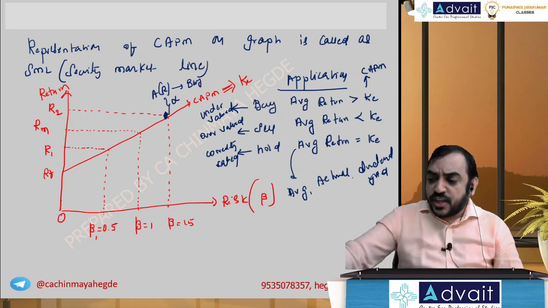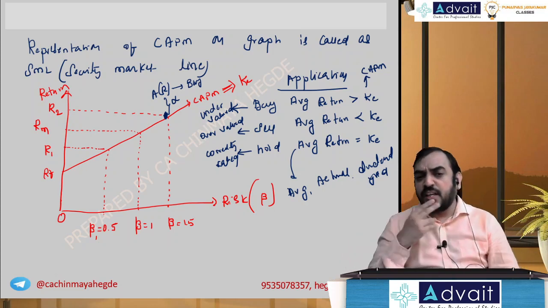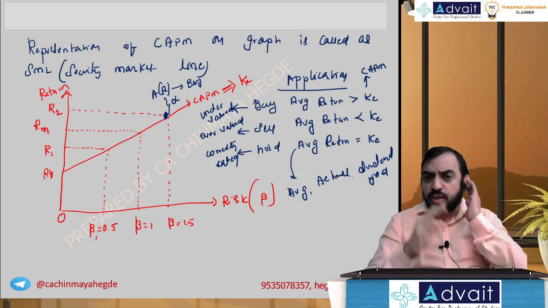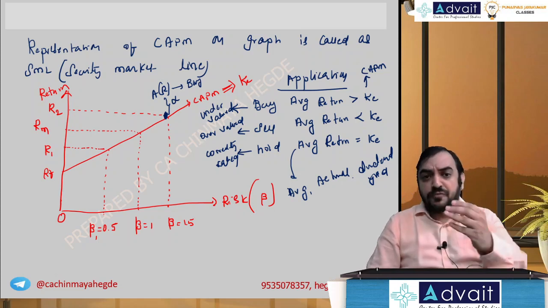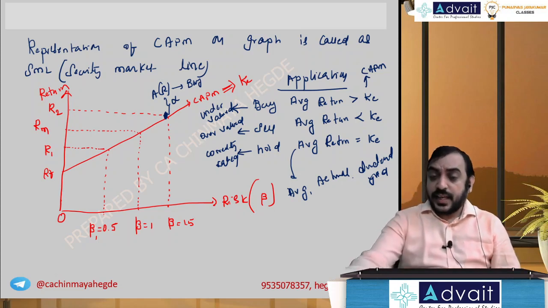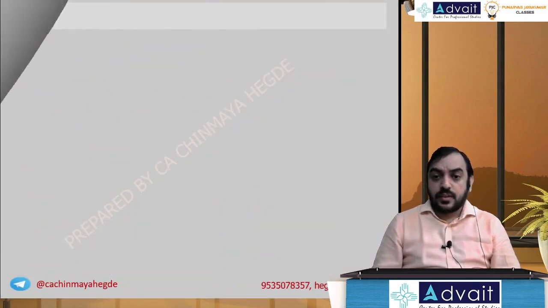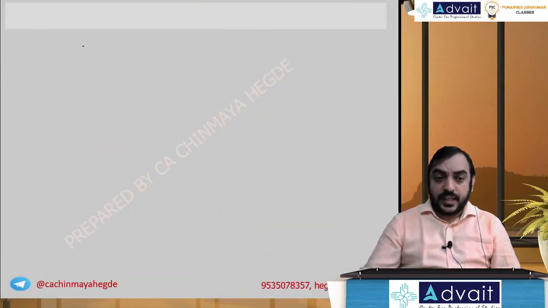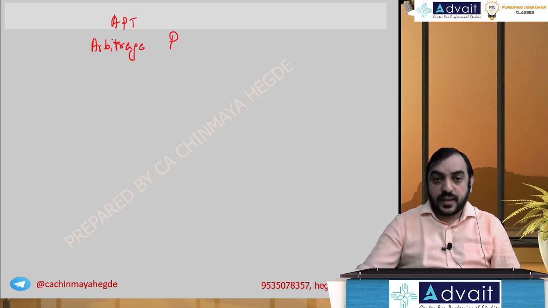Okay, I should talk about the types of beta, levered beta, unlevered beta. I'll talk about that a little bit later. First of all, I'll go to one more theory, the next theory called APT, Arbitrage Pricing Theory, the APT model.